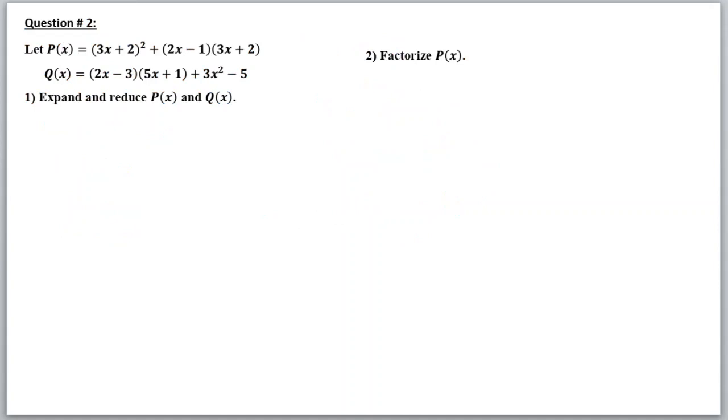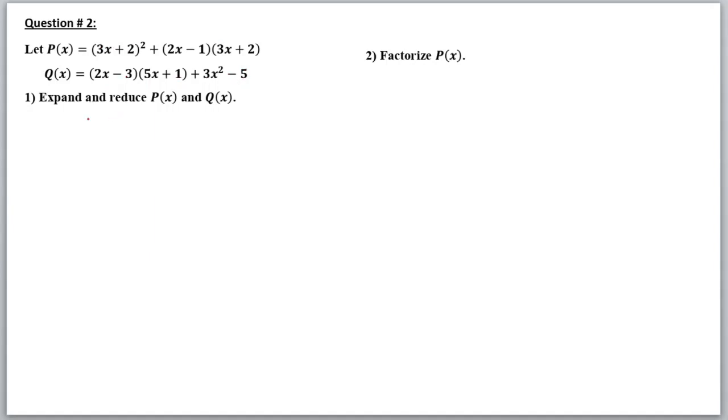Question 2. In question 2, let p of x equal 3x plus 2 all of the square plus 2x minus 1 and 3x plus 2. And then q of x equal 2x minus 3 into 5x plus 1 plus 3x squared minus 1. Okay, this is a polynomial.